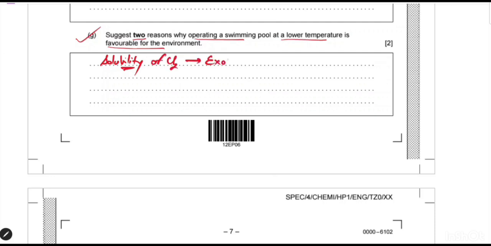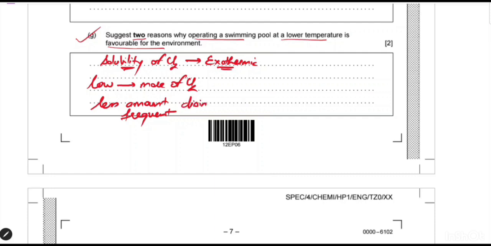And when I'm keeping temperature low, it means low temperature will have more solubility, more chlorine in water. Less frequent disinfection is required. We have to use less amount of chlorine, or less frequent disinfection of the swimming pool water, because the solubility is higher, so it will remain in water for a longer time.